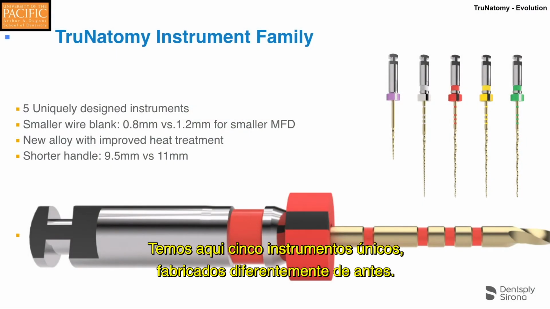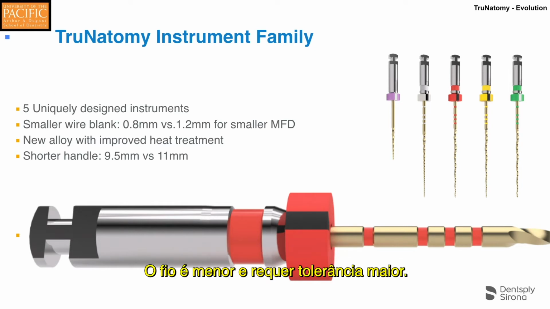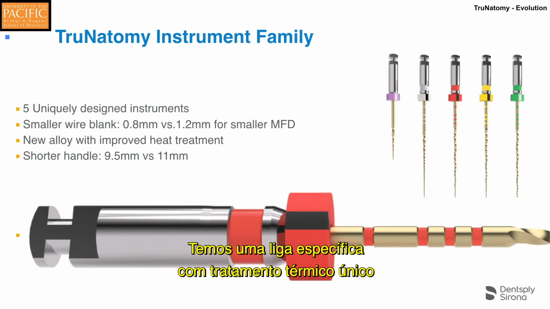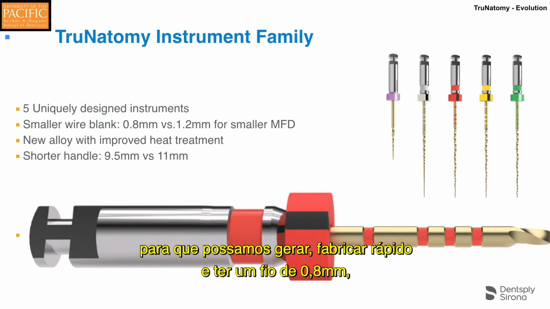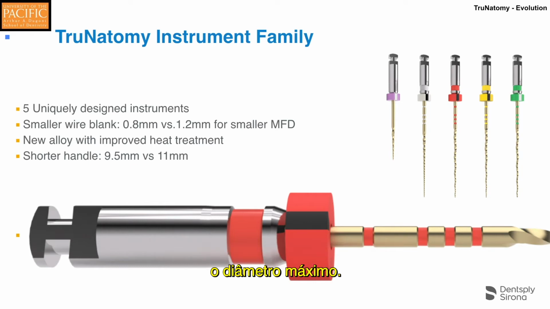So we have 5 uniquely designed instruments here that are manufactured very differently from before because we have a smaller wire that requires higher tolerances. We have a specific alloy that is heat treated in a particular way so that we can manufacture files that have a 0.8 maximum fluted diameter.